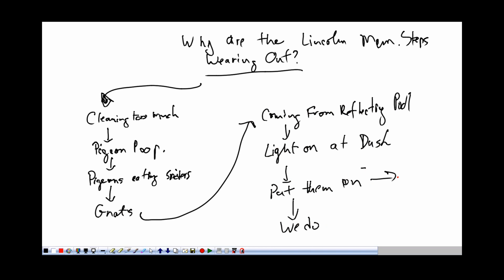That's a policy. We can change that. We can make that actionable. We can put the lights on a little bit later or a little bit earlier. I guess earlier wouldn't work. Putting them on a little bit later, we might be able to change that policy and save the steps on the Lincoln Memorial. Somebody actually told me that this is real.